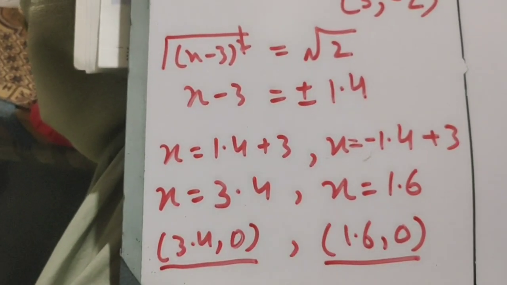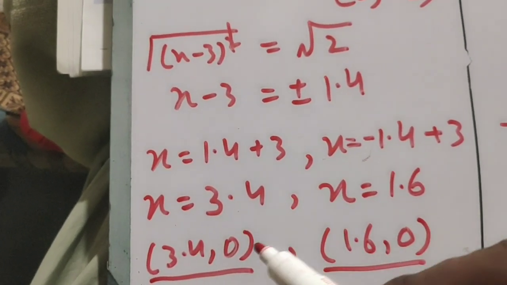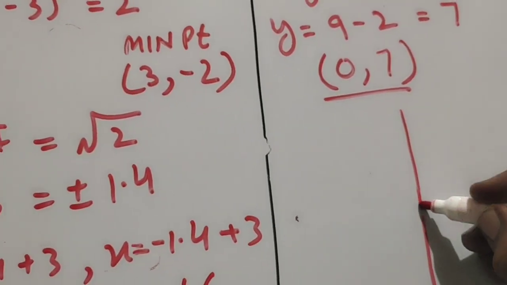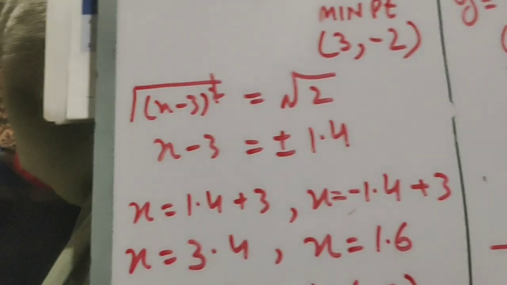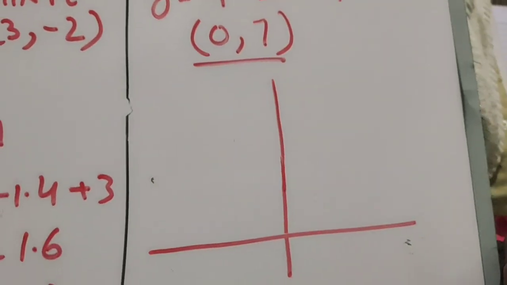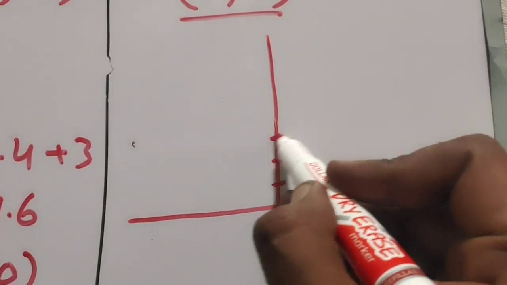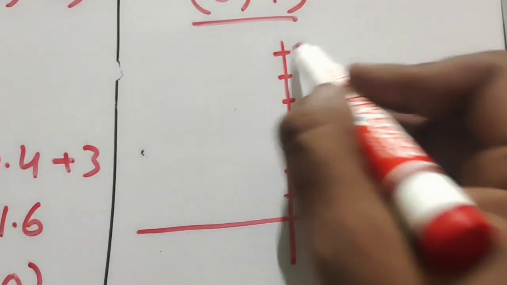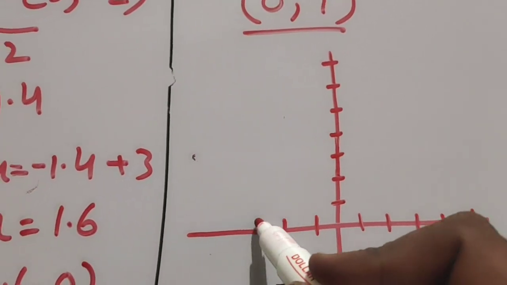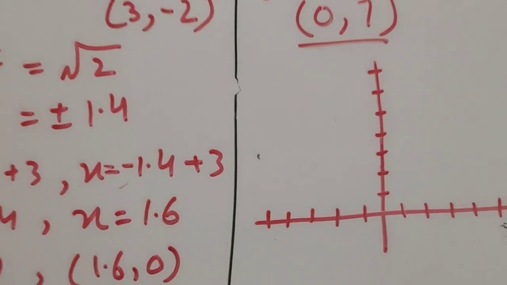So we are going to sketch the graph. We can check the values. The maximum value on the y-axis is 7 and on the x-axis is 3.4 or 3.5. So we will sketch the graph accordingly: 1 2 3 4 5 6 7 on the y-axis, and 1 2 3 4 5 on the x-axis in each direction. Now we are going to sketch the graph.